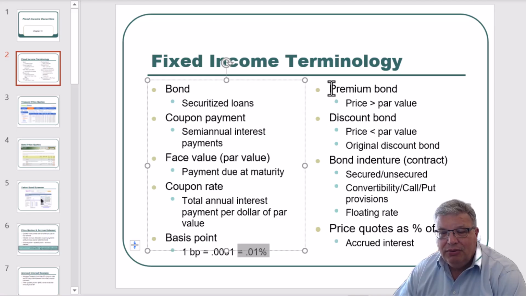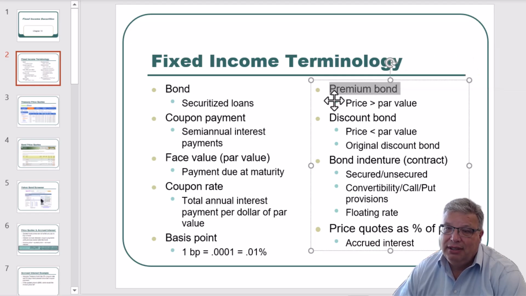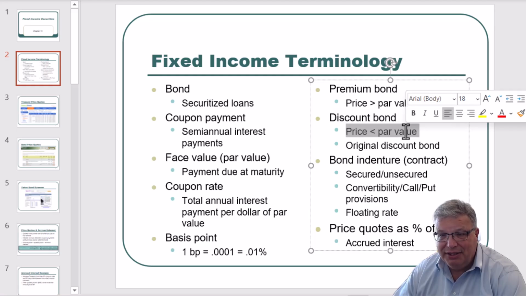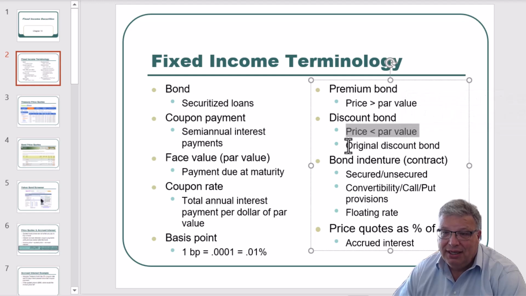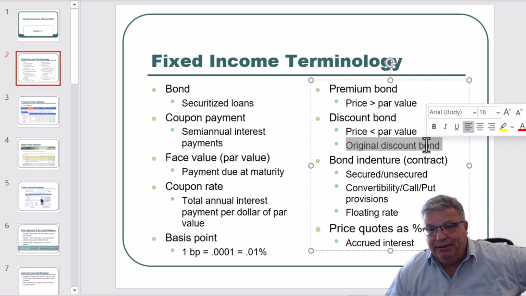When you hear the term premium bond, that just means the bond is selling for greater than its par value. And for us, that means it's selling for greater than $1,000. A discount bond sells for less than par value, and so it's selling for less than $1,000. Some bonds, from the very beginning, will sell for less than $1,000 automatically.